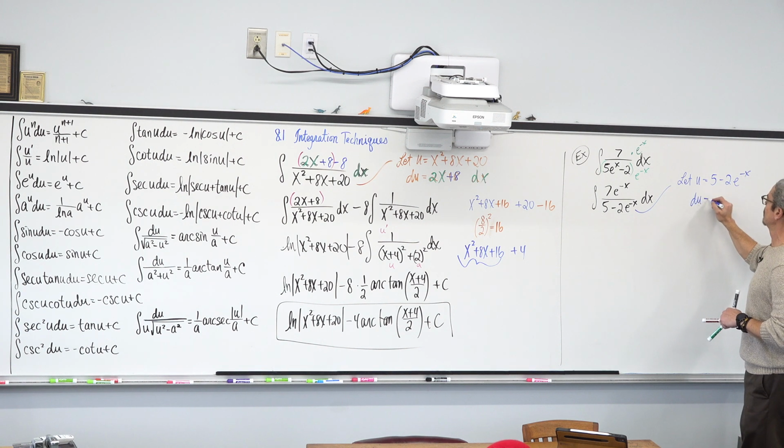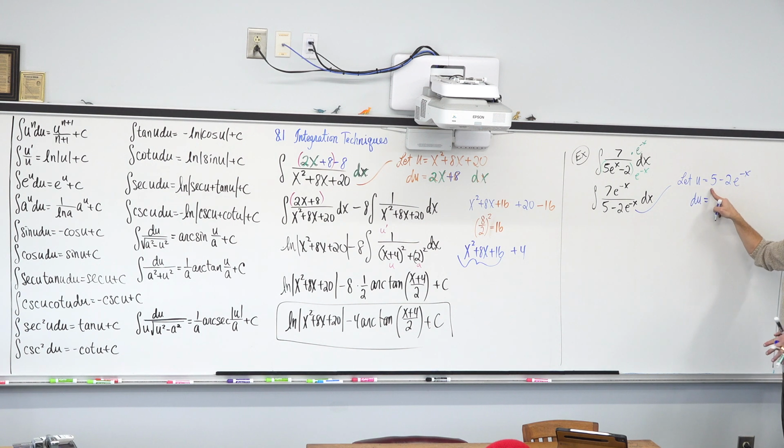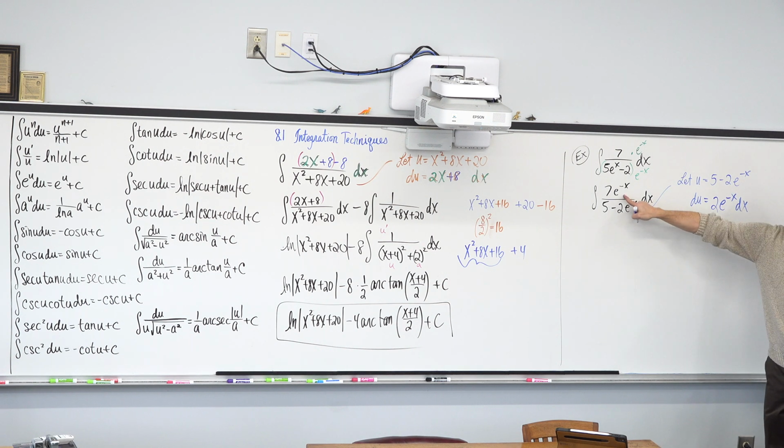And then du: the derivative of 5 is 0. The derivative of e to the negative x is e to the negative x times negative 1. So that negative and the negative with the negative 2 are going to cancel. So we have 2e to the negative x dx. And look at what we have in the numerator now. An e to the negative x.